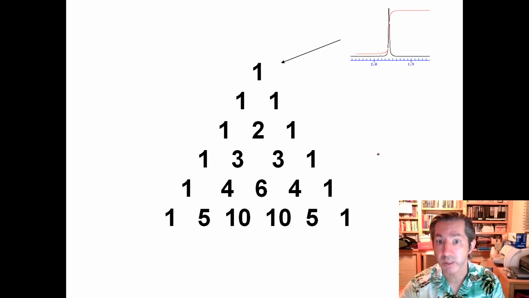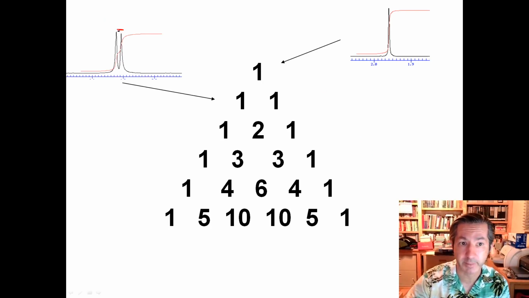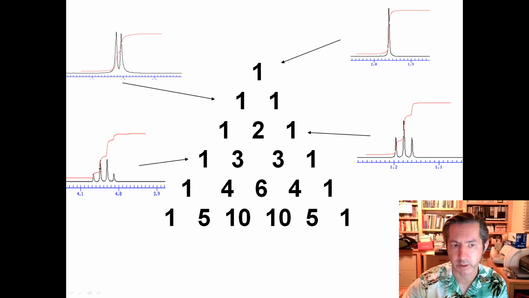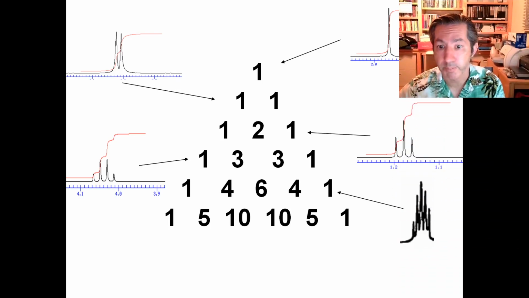So here's a typical singlet. It's just a single peak. A doublet will typically have 2 peaks about the same size. A triplet, you'll usually see 1 to 2 to 1 ratio within the signal. A quartet, you'll tend to see a 1 to 3 to 3 to 1 ratio. Let's see, this guy is a pentet.